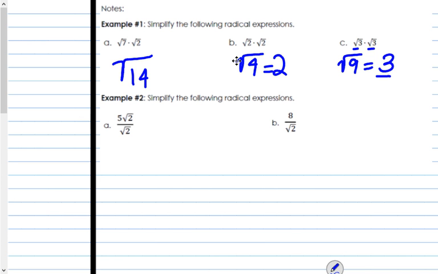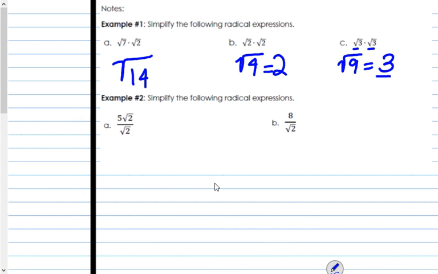Okay, good question. So example number 2 says simplify the following radical expressions. Now, what we have here is 5 square root of 2 divided by the square root of 2. You cannot have a, go ahead. Can't you like multiply 5 times 2? Or is it 2 times 2? It would be the square root of 2. You cannot have a radical in the denominator. Your final answer cannot have a radical, that square root symbol, in the denominator. So you have to get rid of it.